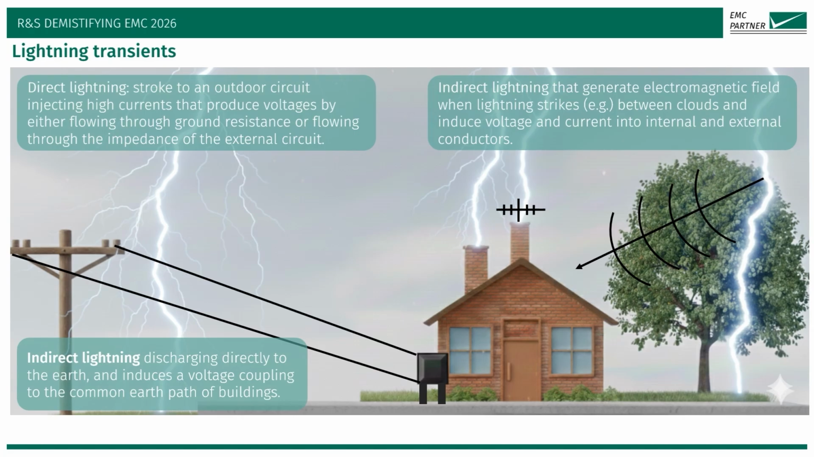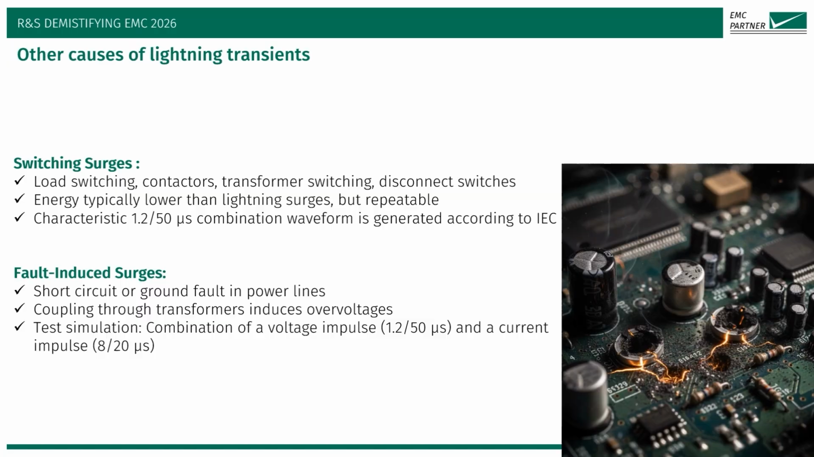Even when lightning discharges directly into the earth, it can still affect installations by coupling into the shared grounding system of the buildings. Not only natural lightning causes surge disturbances, there are other causes for surge like switching surges arising from load contactors or transformer switching. While these have lower energy than lightning, they are repeatable and require testing with a 1.2 by 50 microsecond combination wave generator. And also fault-induced surges caused by short circuits or ground faults that induce overvoltages through transformers.